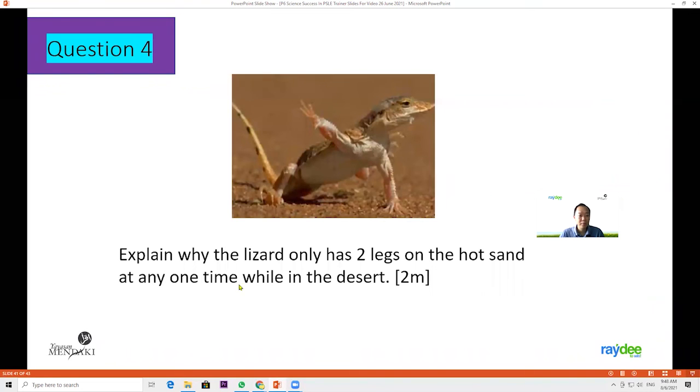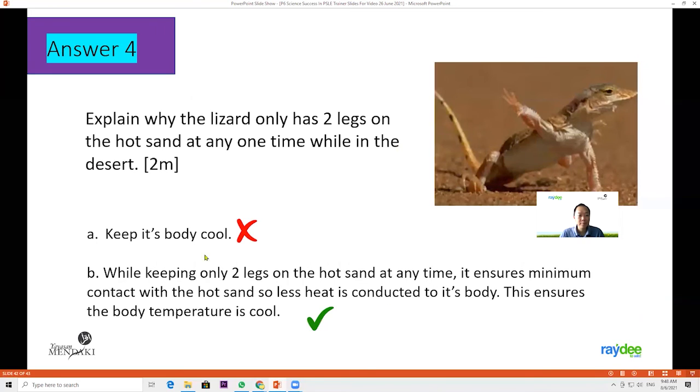Okay, here's another one. So this lizard will only have 2 legs on the hot sand at any time while it's in the desert, to keep its body cool. Yeah, I mean it's not wrong. You get 1 mark. Okay, while keeping only 2 legs, it ensures minimum contact. So there's less surface area in contact with the hot sand. Therefore, less heat is conducted to its body and ensures the body temperature is cool.